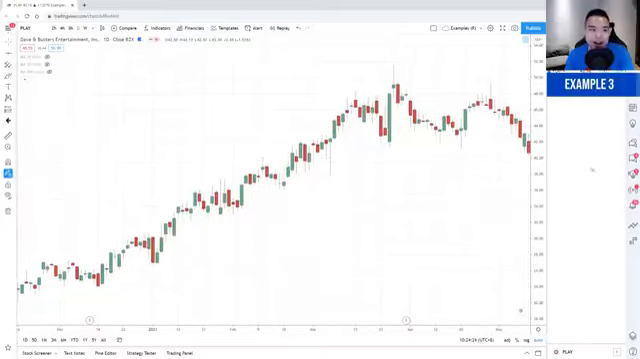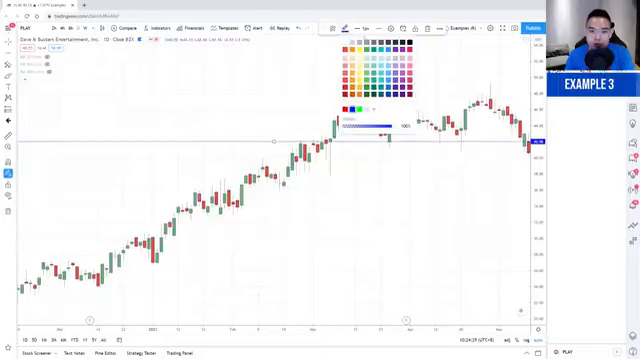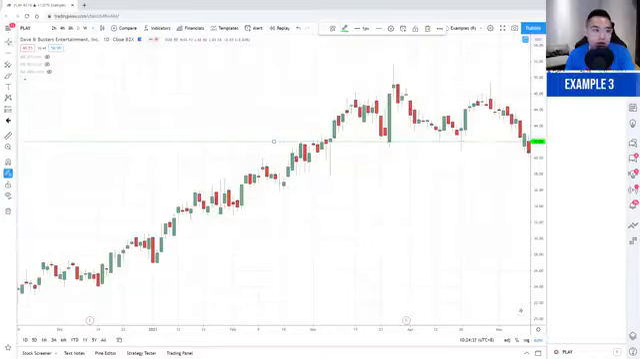which is this ugly looking candle here. Okay, so my entry will be on the candle open here. So let's put it to green. Stop loss, right? Now let me share with you how you actually set your stop loss, such that you don't get stopped out of your trade prematurely.